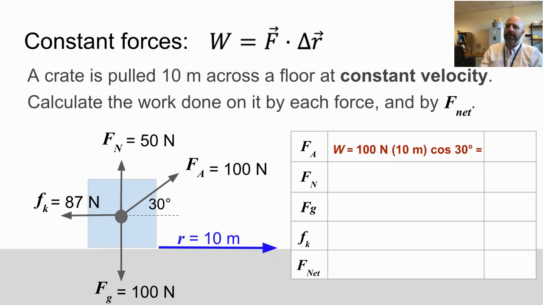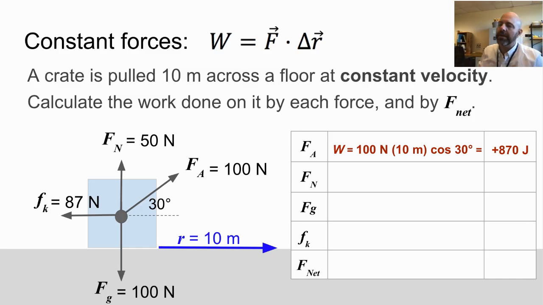The first force we're going to calculate the work done by is the applied force. The work done by the applied force is its 100 newtons of force multiplied by the 10 meters of displacement multiplied by the cosine of the angle between those two. That's what we're going to do first. And when we do that, we end up with a value of positive 870 joules of work.